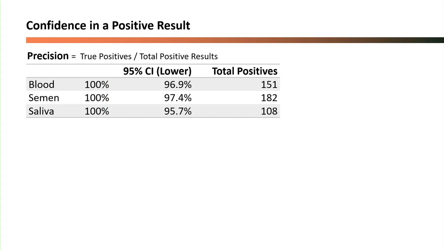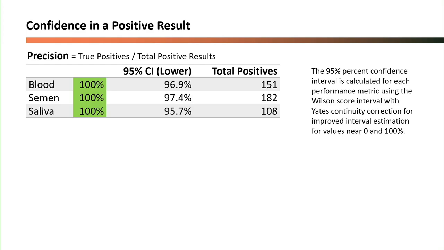Another way of looking at that is precision. So precision, again, for a binary test is the number of true positives over total positive results. So it's focused on positive results rather than negative samples. So it's just a slightly different way of getting at more or less the same information. But again, in this testing, we got 0 false positives. So the total positive results is equal to the total positive samples tested, and the lower bound of a 95% confidence interval on that is between 95 and 98% for all of our 3 body fluids.